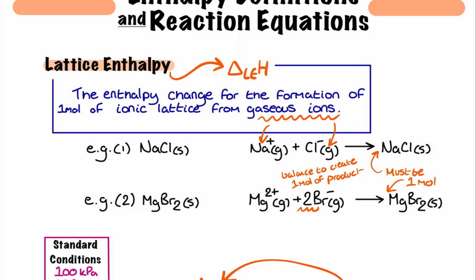The other thing here, which will be a running theme, to be honest, through all these definitions, is the attention to detail we need to have when it comes to the state symbols. Here, they need to be gaseous ions on the left, and then the solid ionic lattice on the right.